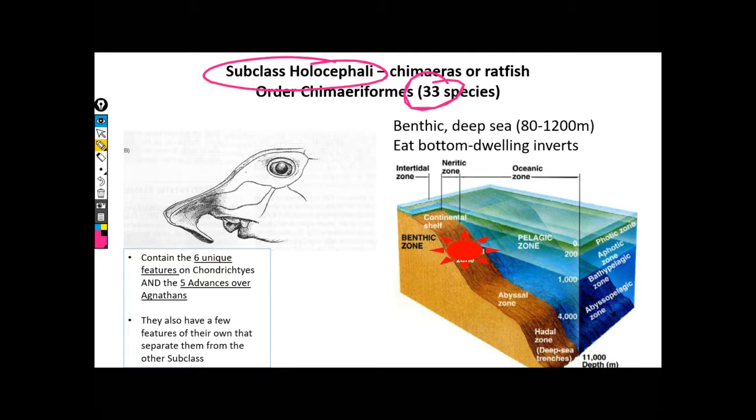Keep in mind, and this is one thing we've been keeping track of, our subclasses have to have everything that our class has. This is the same thing with the subclass Elasmobranchii. So the key here is these have to have things of their own that make them separate or weird or special. With these guys, it seems a little more obvious.